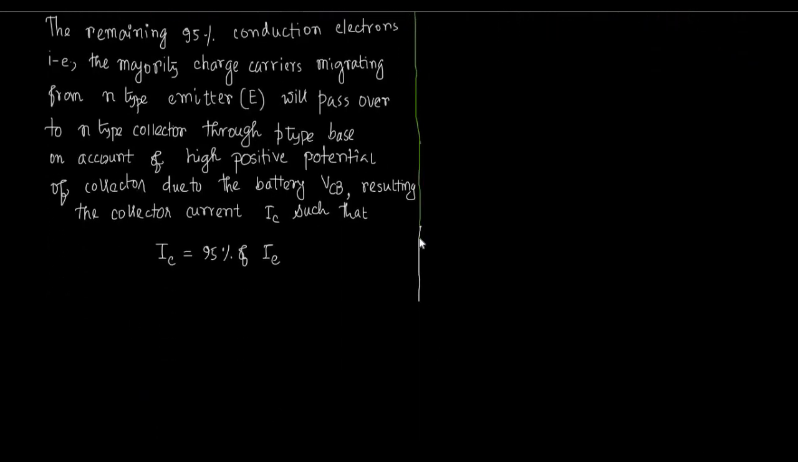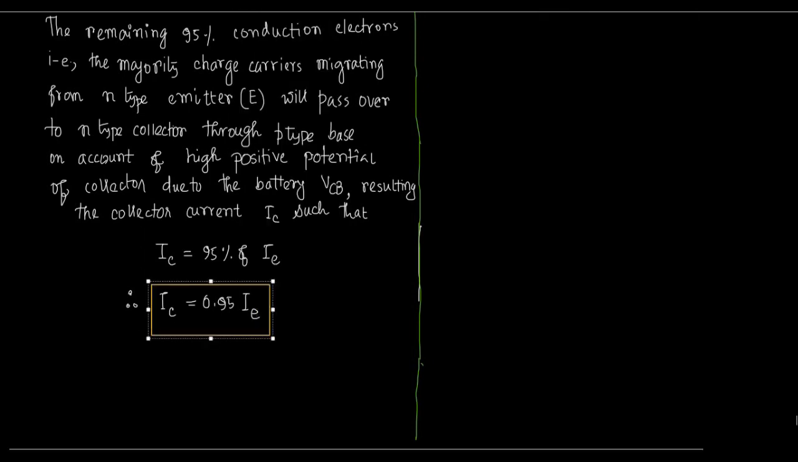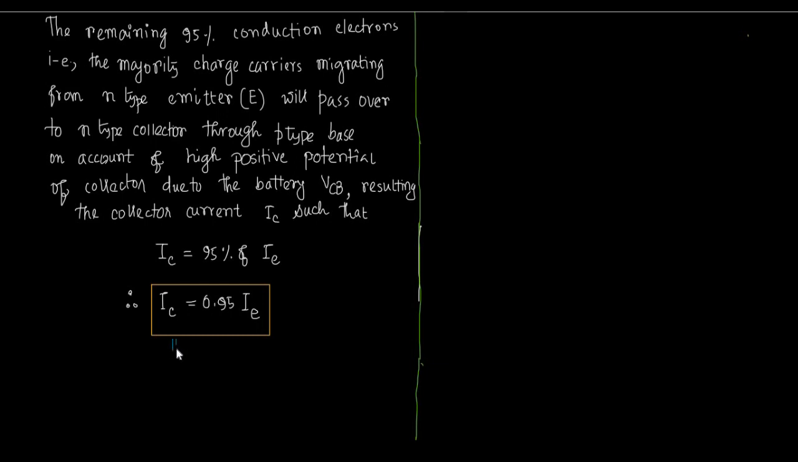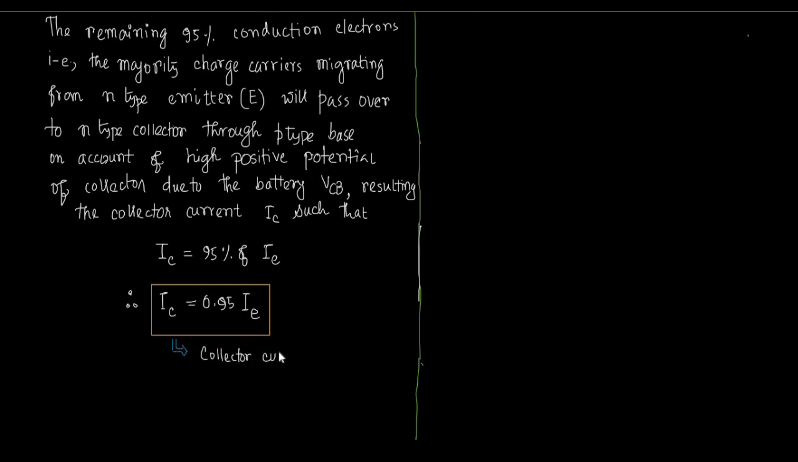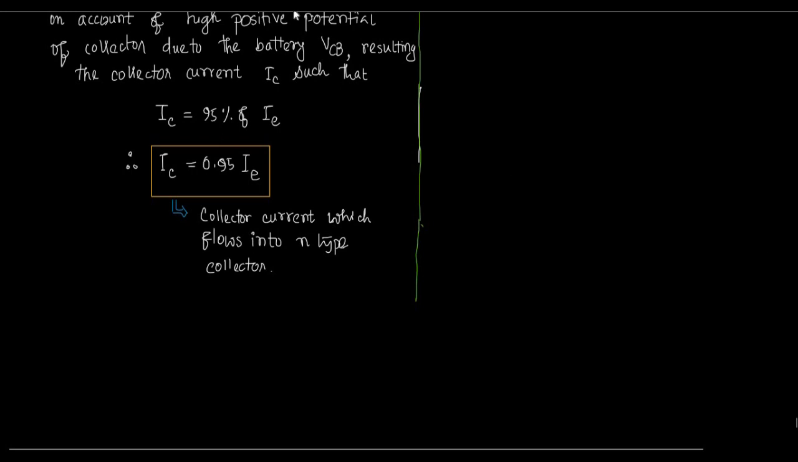Therefore, IC is equal to 0.95 times IE, and IC is the collector current, which flows into the n-type collector.